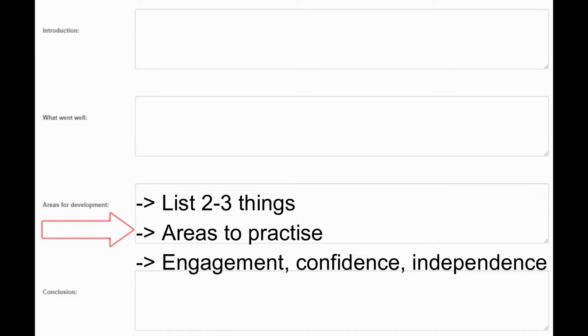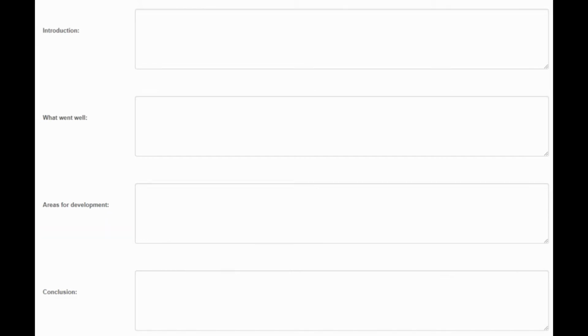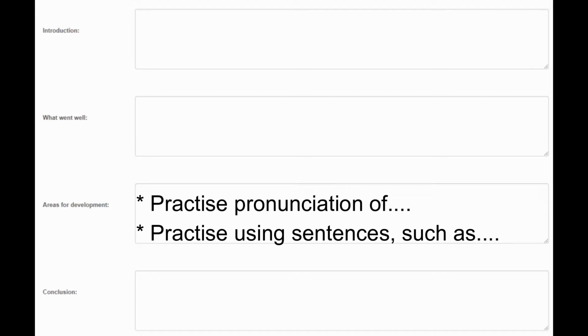Also, it's really great here if you can try to be as specific as possible. The more specific you are, the better. This will mean the Brady knows exactly what to practice, as will the next teacher. So for example, rather than a general sweeping statement of practice pronunciation, why not be specific and say something along the lines of practice his pronunciation, particularly of the following words, teddy bear and ball. He would benefit from using these in sentences, such as the teddy bear is brown.